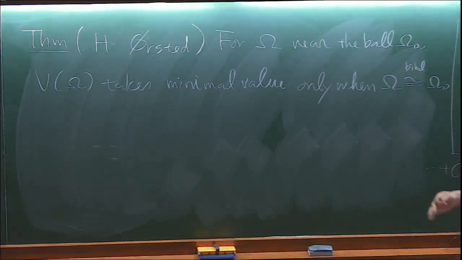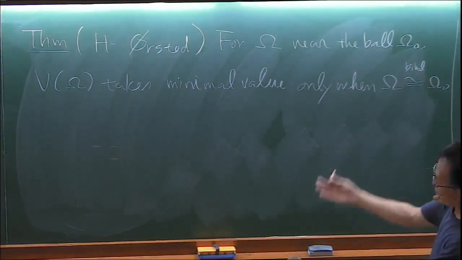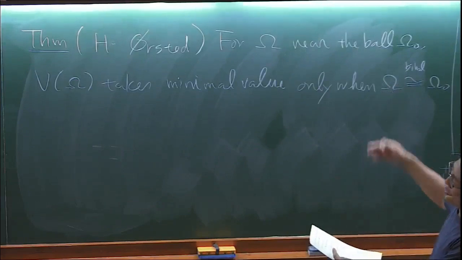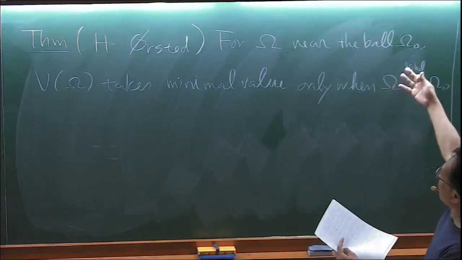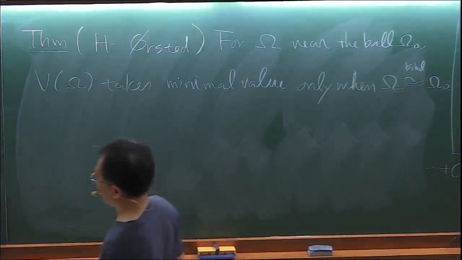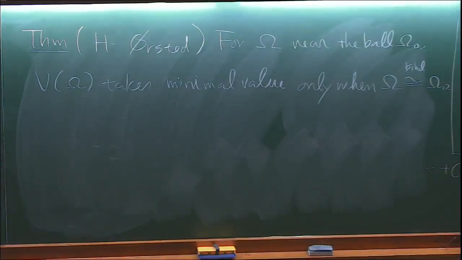So if you perturb non-trivially, the invariant increases. And the ball is a unique minimal point, at least locally. So we don't know what happens for the domains which are far from the ball, but locally I can do this. Okay, so this shows in particular the invariant is not trivial. That's good.